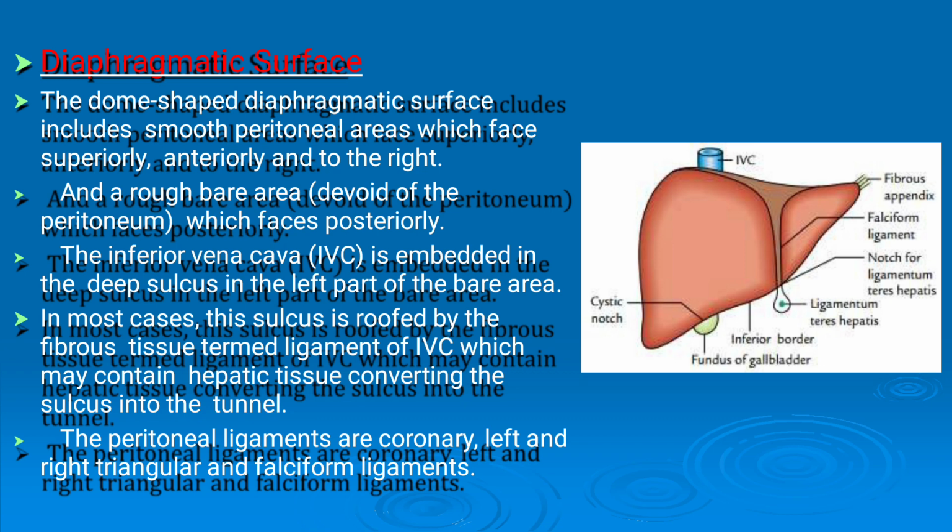Now we can try to see. This is the diaphragmatic surface of the liver. How does it look exactly? It is called the dome shaped diaphragmatic surface, and includes the smooth peritoneal area. So this is the superior area, this is the anterior area, and toward the right. And now we can see the peritoneal ligaments: the fibrous falciform ligament, and on each side the right and left triangular ligament and coronary ligament.